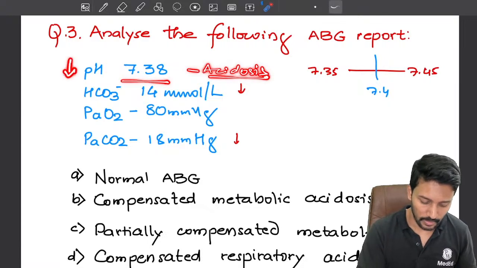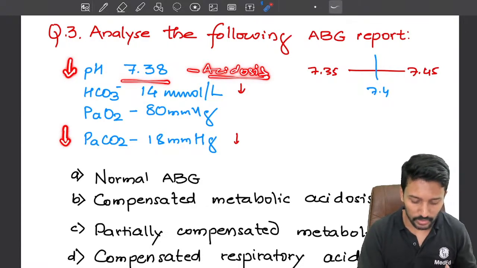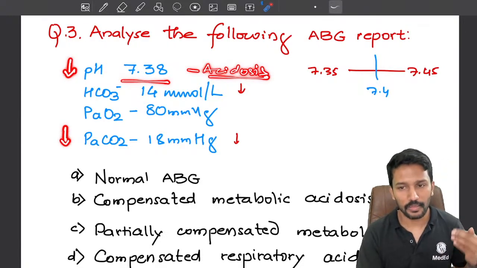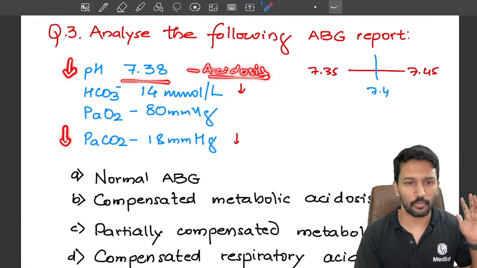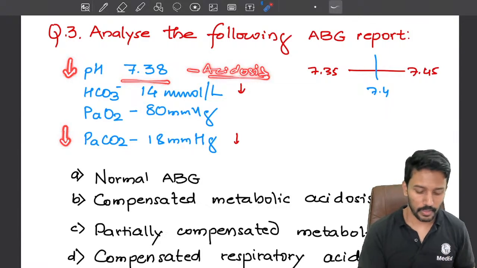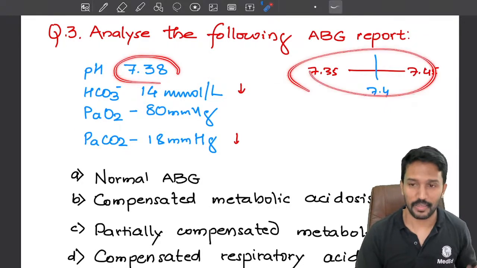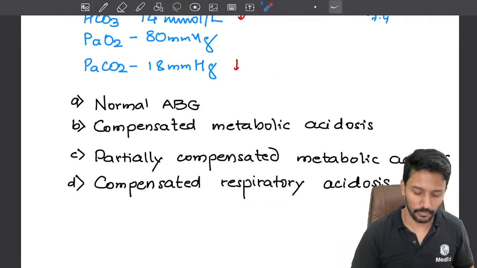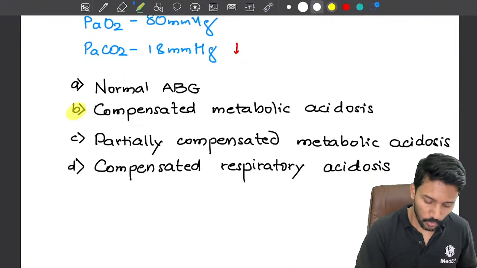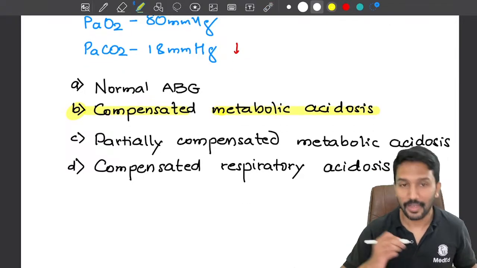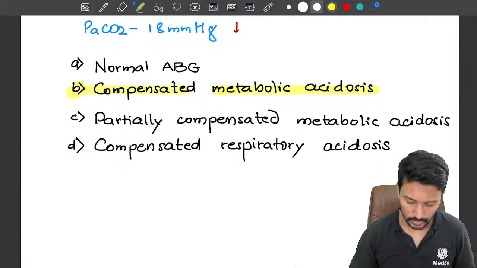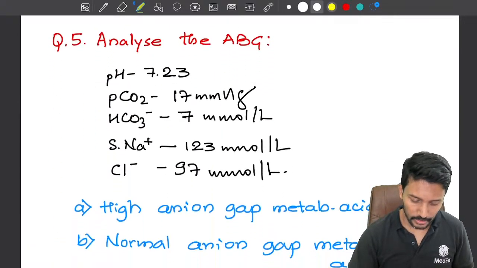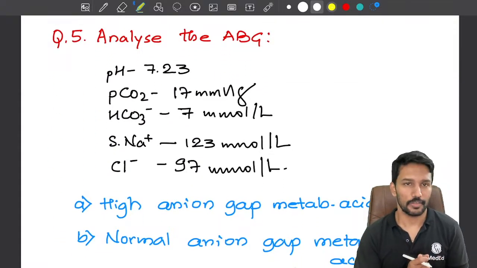pH is decreased, PaCO2 is also decreased, both are in the same direction, meaning ROME, right? ROME means respiratory opposite, metabolic equal. So both are in the equal direction, making it a metabolic acidosis. And because pH is back to the normal range because of the effort of the compensatory mechanism, we will call it compensated metabolic acidosis. I can even use the term fully compensated metabolic acidosis. Okay, next question, analyze the ABG.